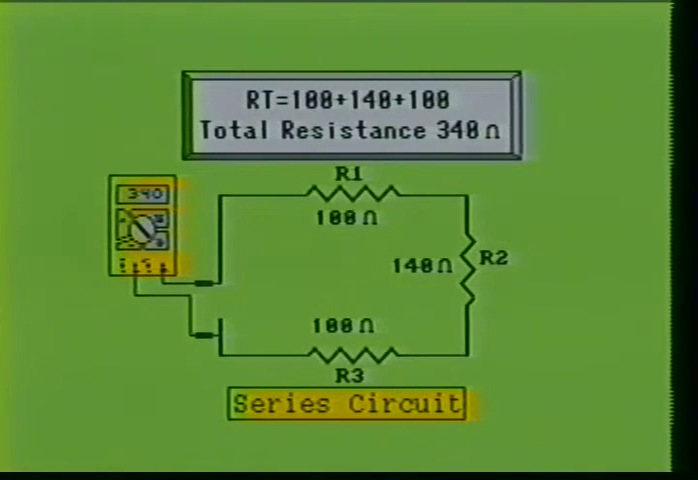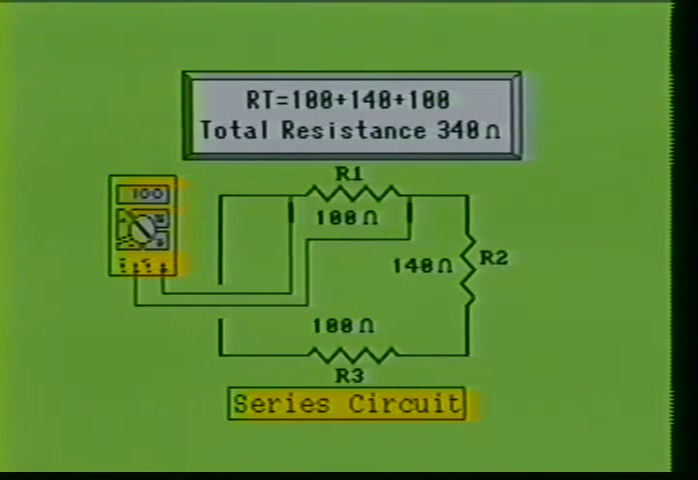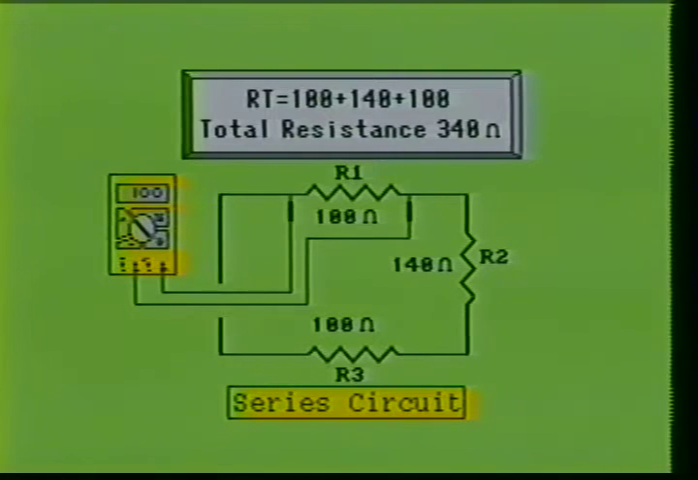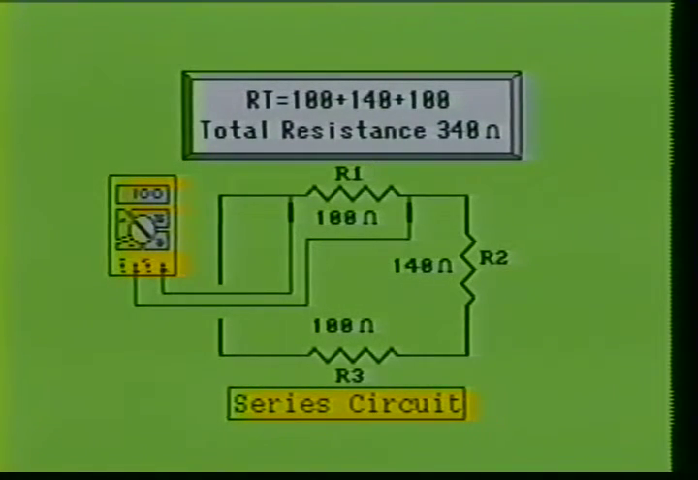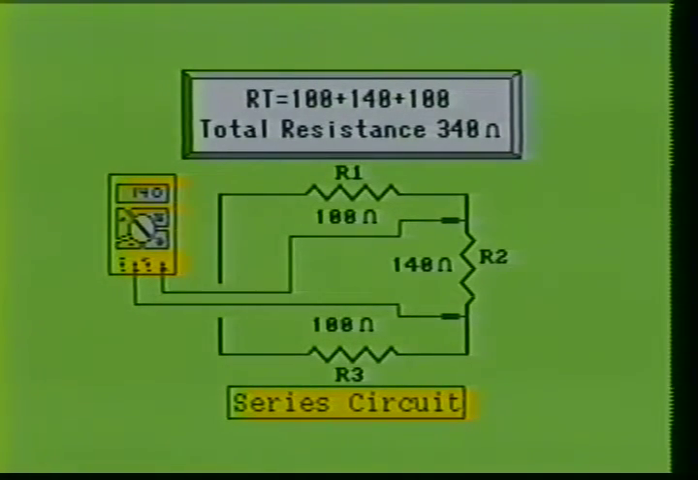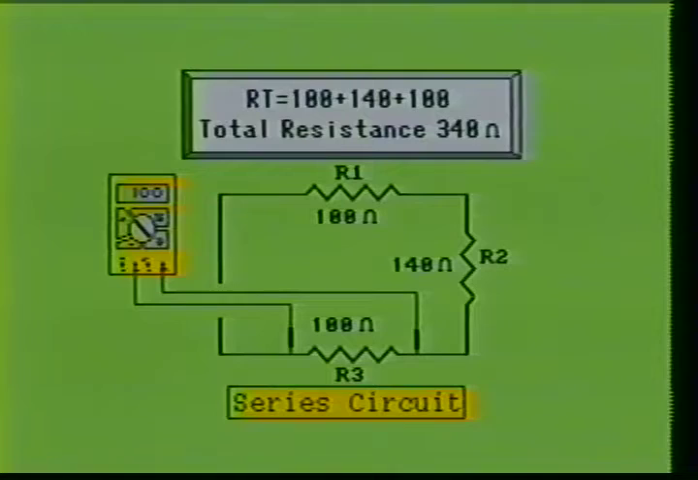By measuring each resistor individually, the total value of the three resistors should equal the value measured across the three resistors in series. When we measure R1, we see that R1 measures 100 ohms. When we measure the resistance of R2, our DMM shows that R2 has a value of 140 ohms. Finally, when we measure the resistive value of R3, it shows that it is 100 ohms.